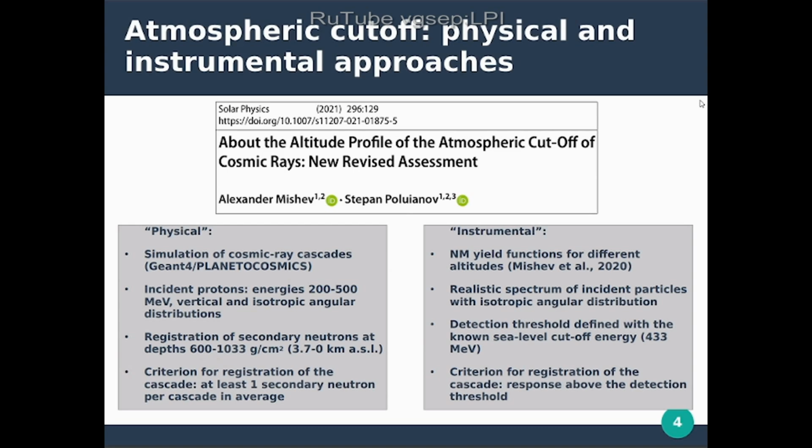The second approach is the so-called instrumental, where we use the recently published neutron monitor response yield functions for different altitudes. We use the realistic spectrum of galactic cosmic rays, and we set the detection threshold. We derived it from the one reference point, as I told you, where we know the atmospheric cutoff at the sea level.